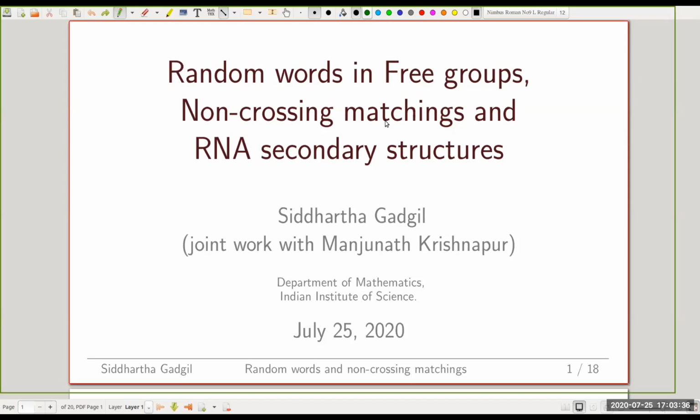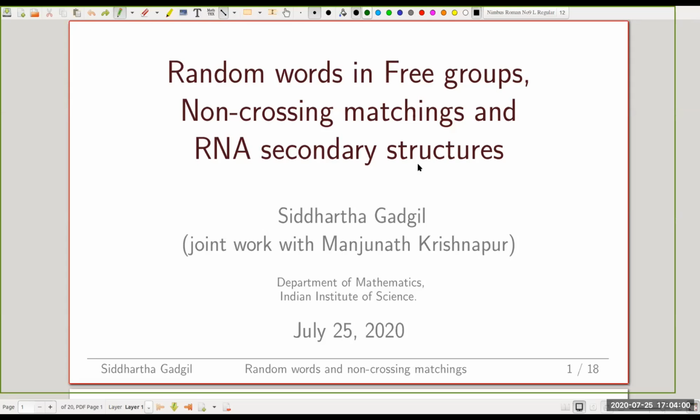So this talk is going to be about various things, mostly about free groups. It has some little relation to RNA, which I will begin with, but it's not really biology in this case. I mean, the biology is very real, but the results aren't really biology. This is joint work with Manjunath Krishnapur, my colleague at IISc Bangalore, who's a probabilist.